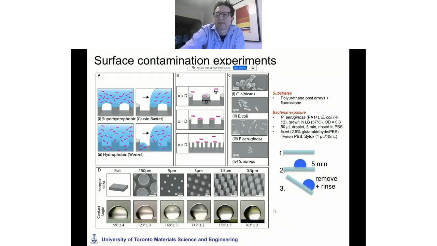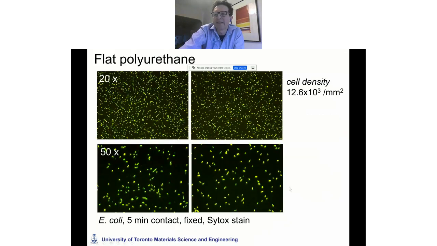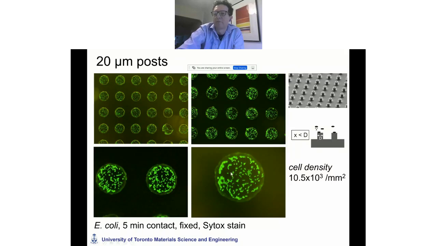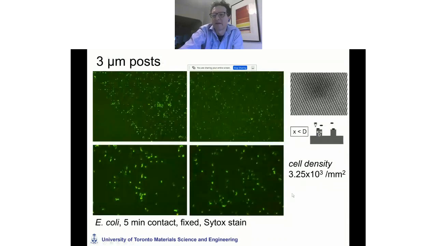Okay, so we've run bacteria for a relatively short time, on the order of a few minutes to 30 minutes. What we can see is that on a flat surface, this is polyurethane, you can see all the cells there, in this case E. coli, at a relatively high density. When the posts are big, in this case 20 micron posts, you can see them all sitting on the tops of the posts, and they have no problem attaching there. The cell density is still pretty high, even though they're just limited to the tops of the posts.